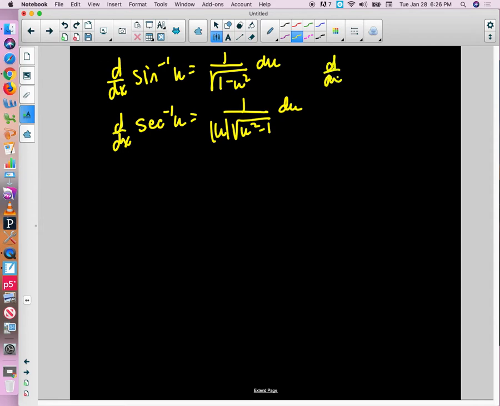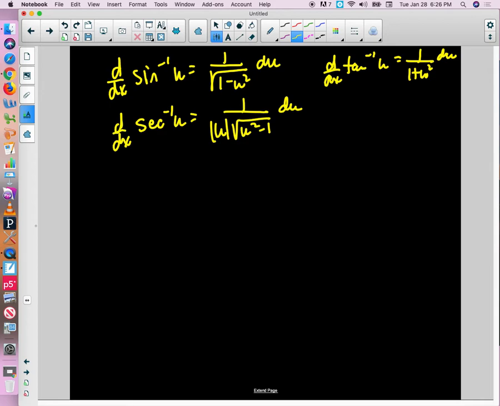For arc tangent, you have 1 over 1 plus u squared, du, which is important to recognize. It gives us more things we can take the antiderivative of.